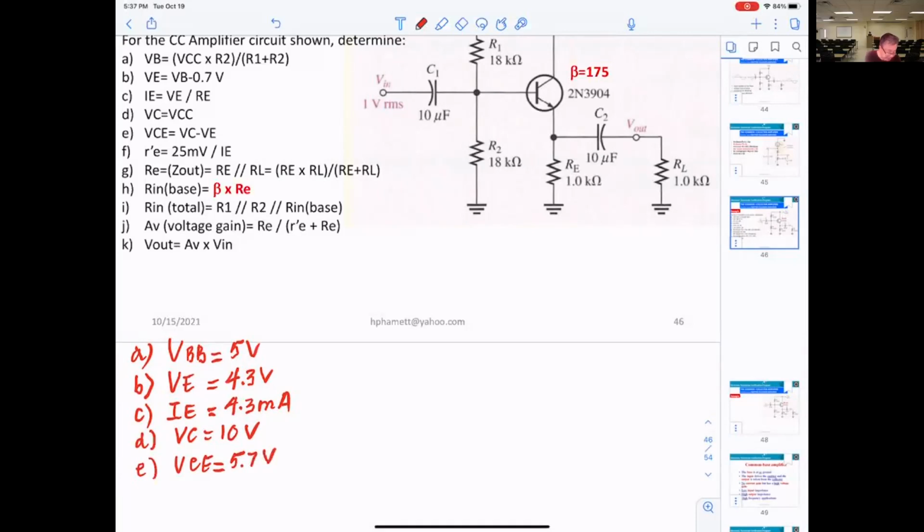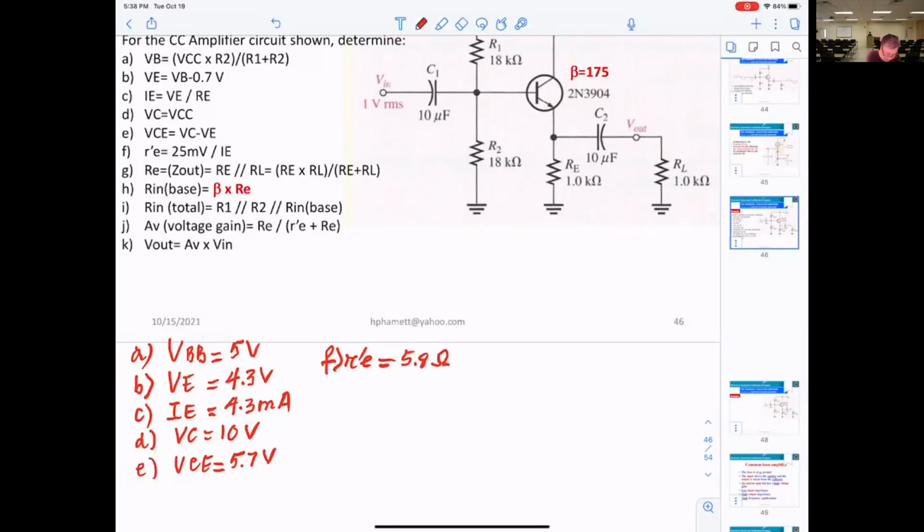Okay, next, R prime E. 25 divided by IE, which is 4.3. That is 5.8 ohm. Okay, 5.8 ohm.